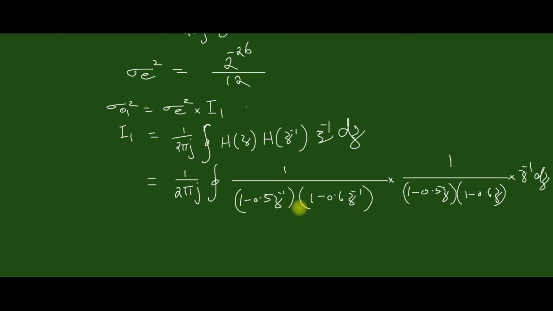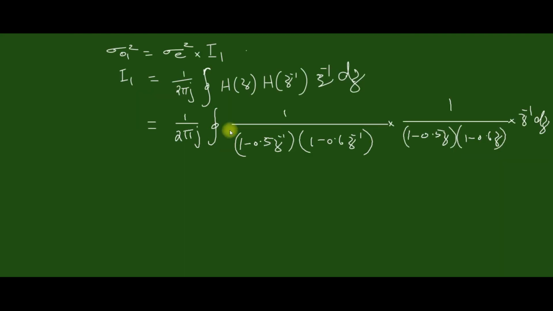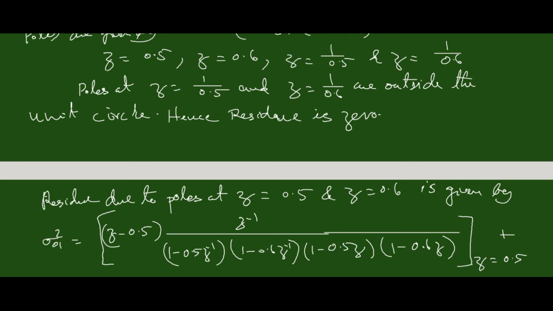Now let us compute the poles of this system. Here the poles are given by, one is z equal to 0.5, then z equal to 0.6, then z equal to 1 by 0.5 and z equal to 1 by 0.6. So here it is evident that the poles at z equal to 1 by 0.5 and 1 by 0.6 are outside the unit circle. So the residue due to these poles can be discarded, will be 0. So we can take only the poles z equal to 0.5 and 0.6.